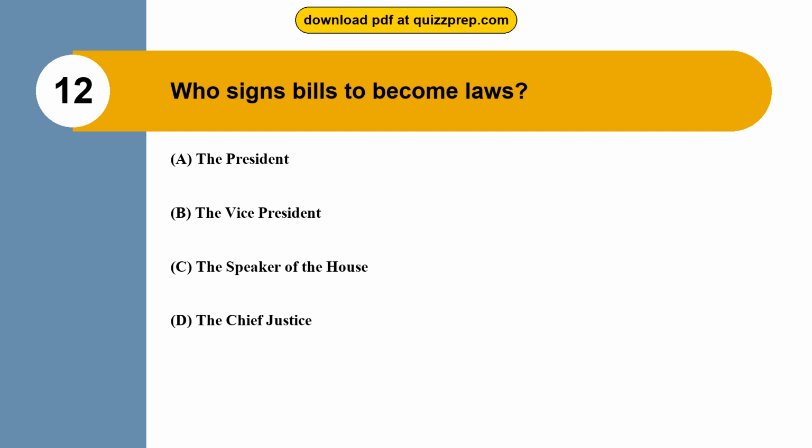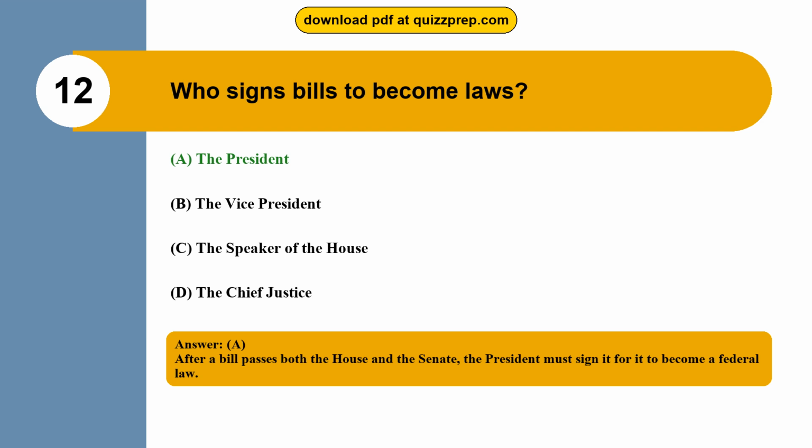Question 12. Who signs bills to become laws? Option A, the president. Option B, the vice president. Option C, the Speaker of the House. Option D, the Chief Justice. The correct answer is option A, the president.